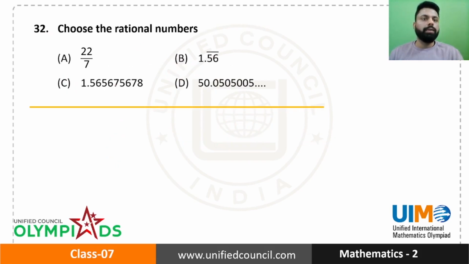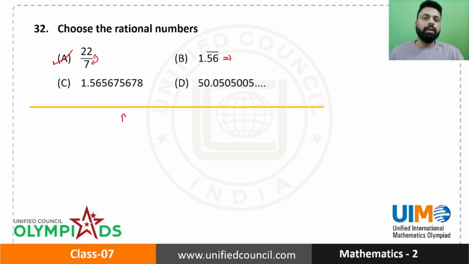Choose the rational number. So, see, a rational number is a number whose value can be written down in the form of P by Q. So, over here, we study about the P by Q form. So, this is in the form of P by Q, 22 upon 7. This is the rational number.